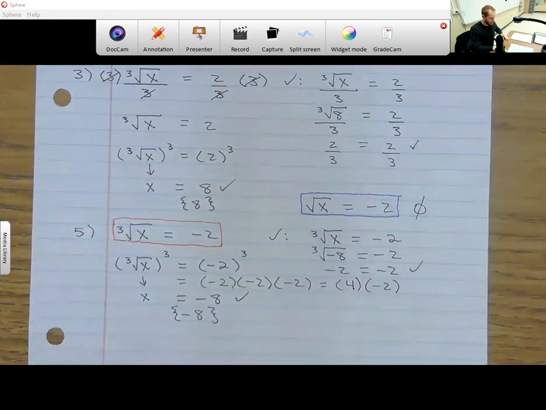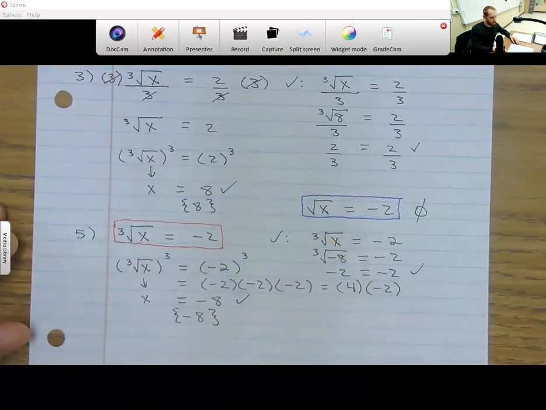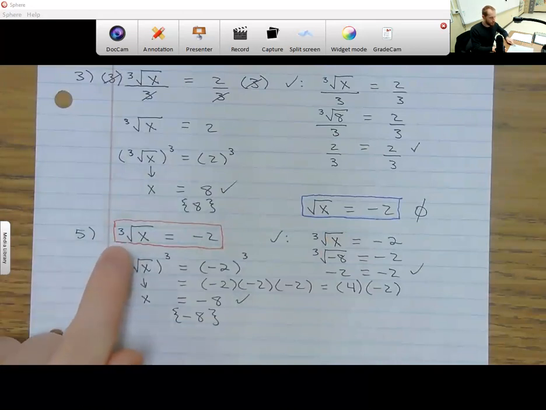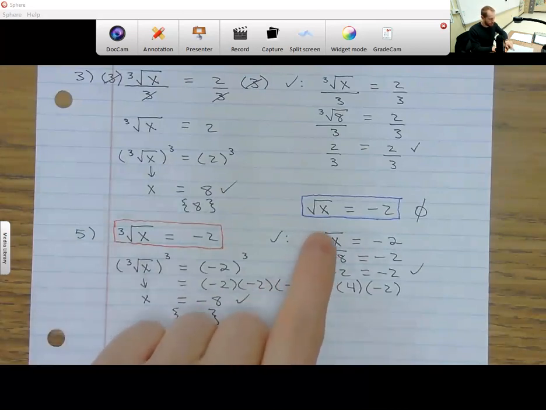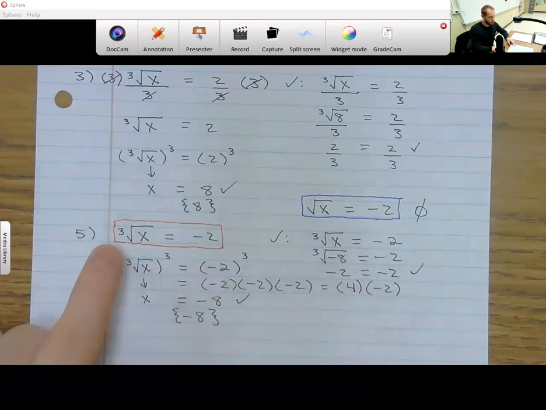What do you guys think? What's the difference between the red equation and the blue equation? The only difference between these two is one of them has a different index, right? This equation in red has an index of 3. Over here, the equation in blue has an index of 2, right? This one has a square root, this one has a cube root.